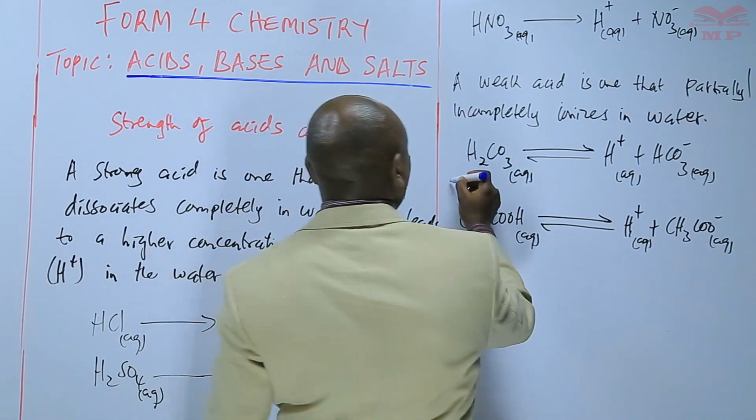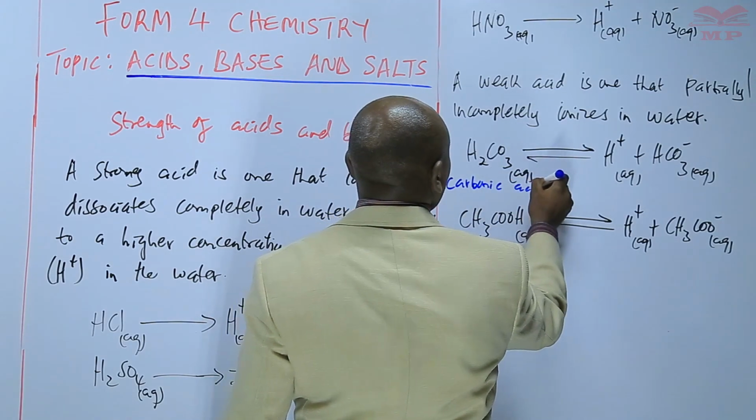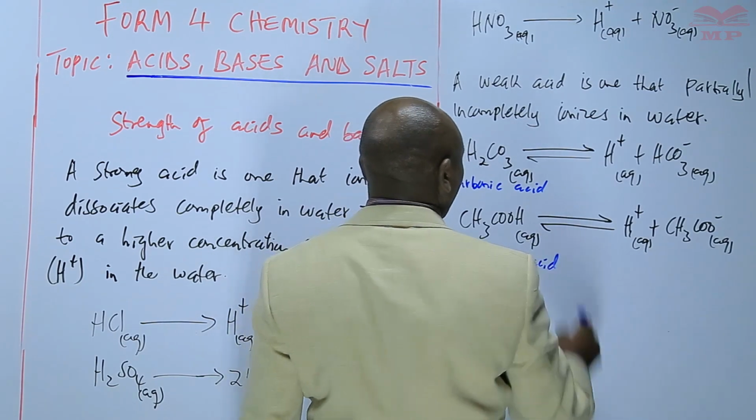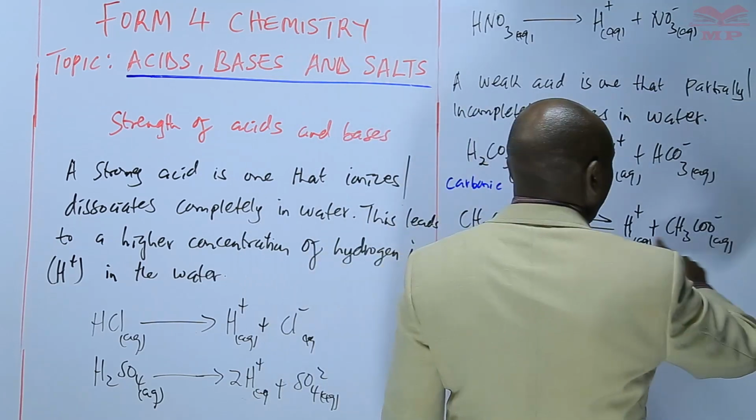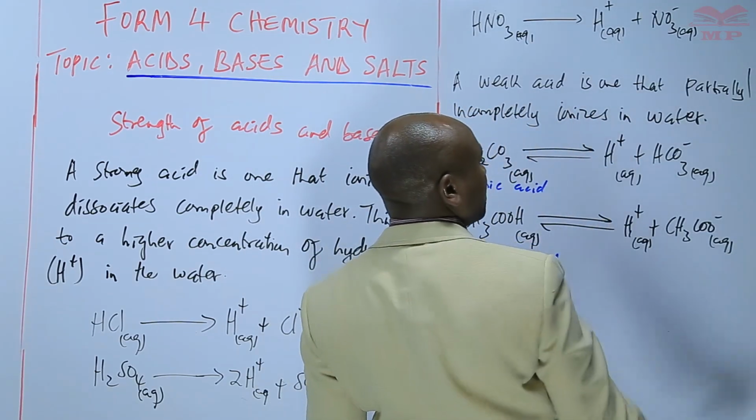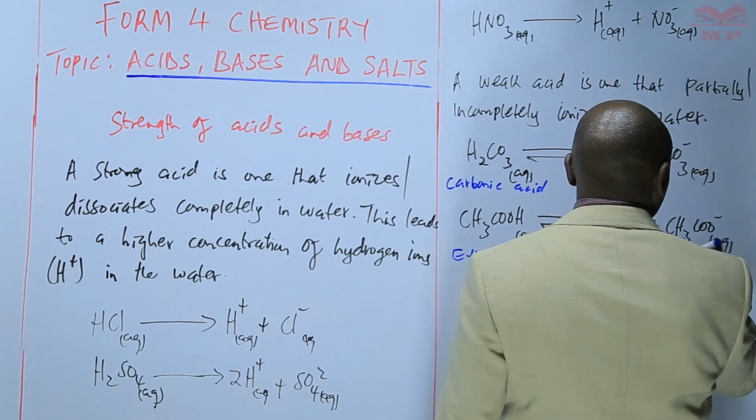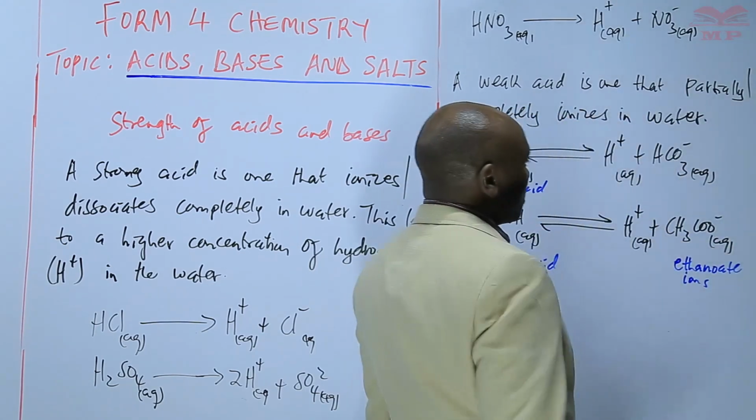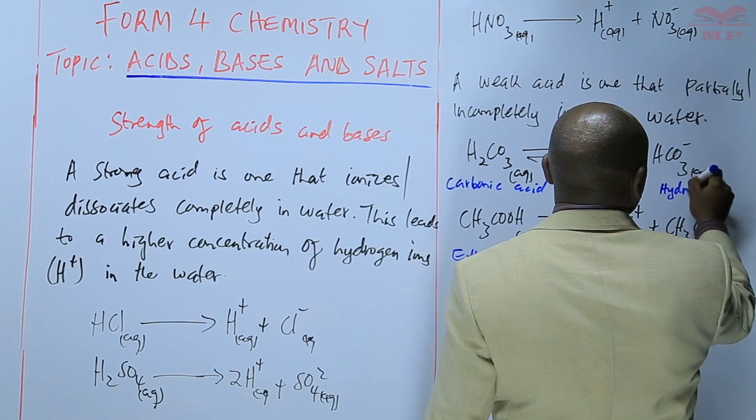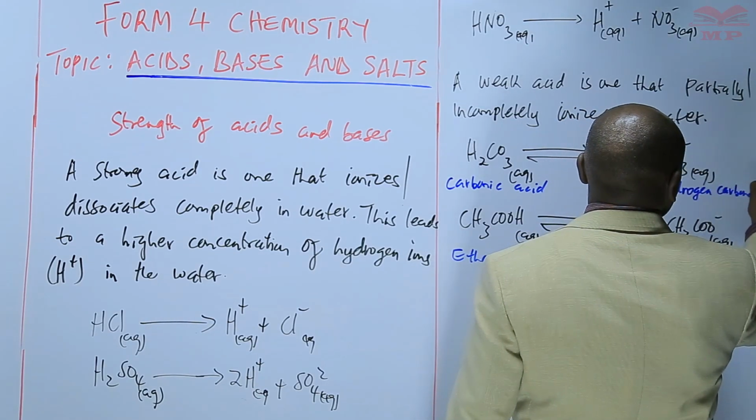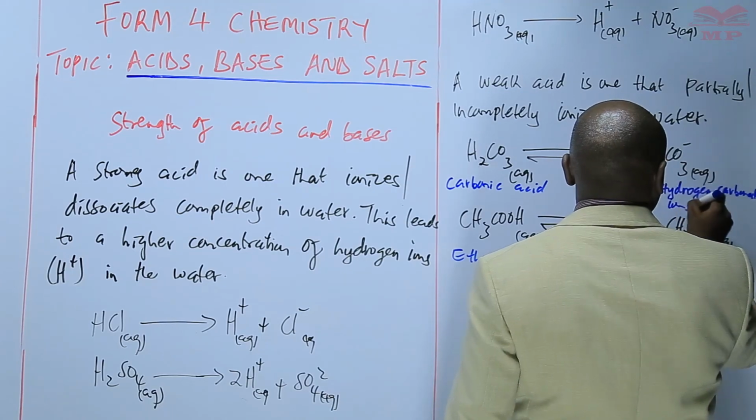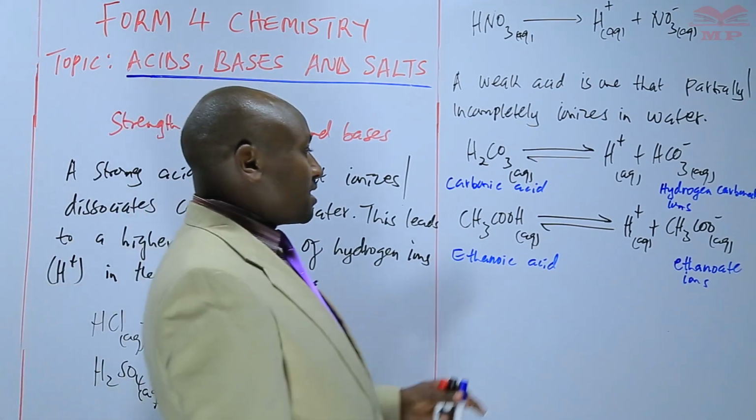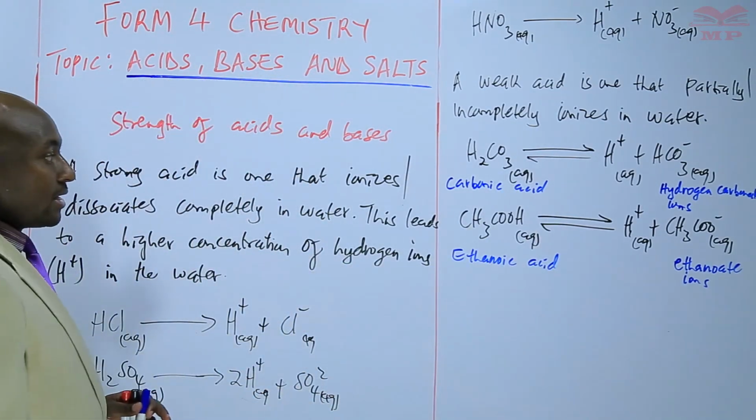So this is carbonic acid, which is a weak acid. This is ethanoic acid, another example of a weak acid. It ionizes partially, only one hydrogen is being released. These are referred to as ethanoate ions, and here we have hydrogen carbonate ions. So there is partial ionization, or incomplete ionization, as we can see from these reactions.